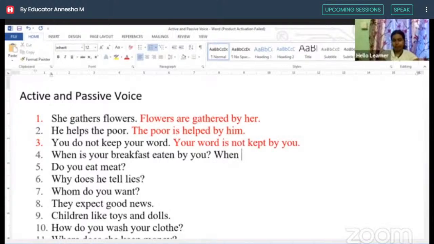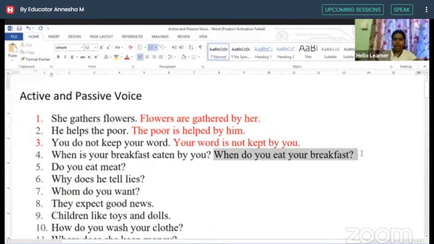When do you eat your breakfast? Very good. When do you eat your breakfast? Very good. Right? Because this is in present tense, we will ask the question in the active sentence also in the present tense, right? Absolutely correct. Very nice. Okay. After Karthik, then we have Krishna Reddy.